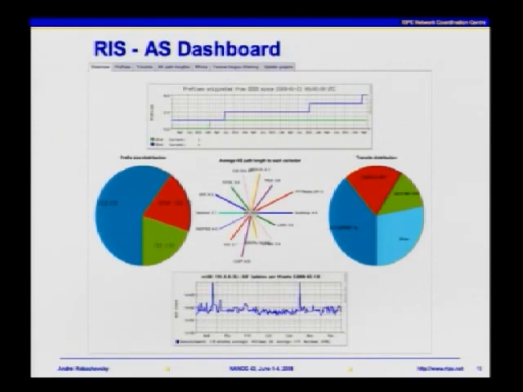We're also trying to collate different data we collect from RIS in one single user interface. We call it IS dashboard. Here you can see various data presented related to your IS, such as number of prefixes announced, distribution of prefix sizes, distribution of your IS path to different route collectors, or distribution of transit providers for your IS. Also here on this dashboard, you can see BGP activity.